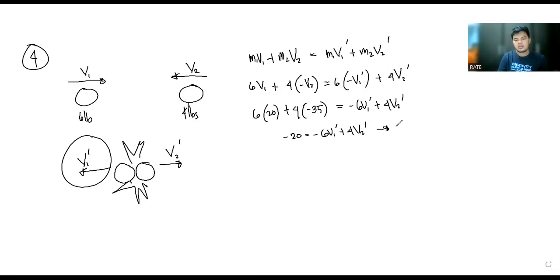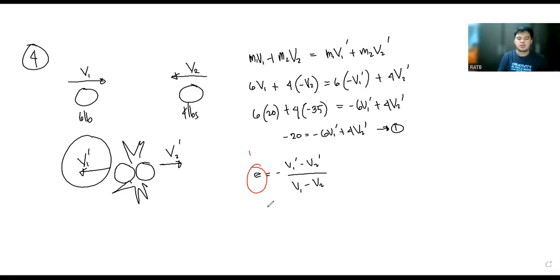Okay, so this would be equation number 1. Since it is given in the problem that the collision is perfectly elastic, that means the coefficient of restitution is 1. So that is e, the negative of v1 prime minus v2 prime, divided by v1 minus v2, which is equivalent to 1.